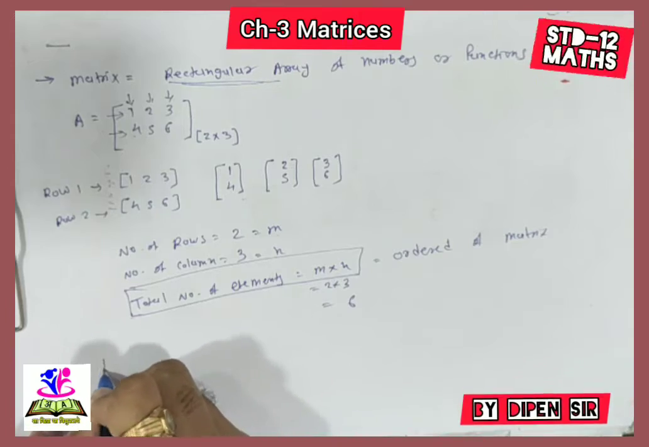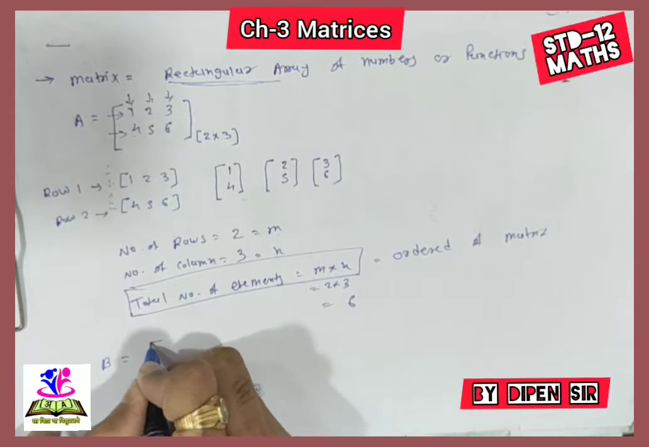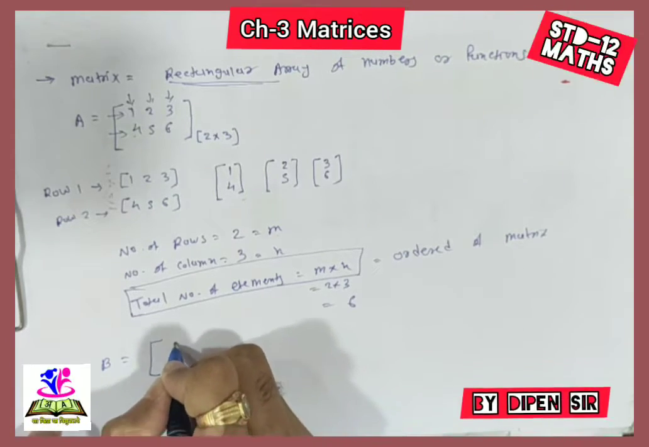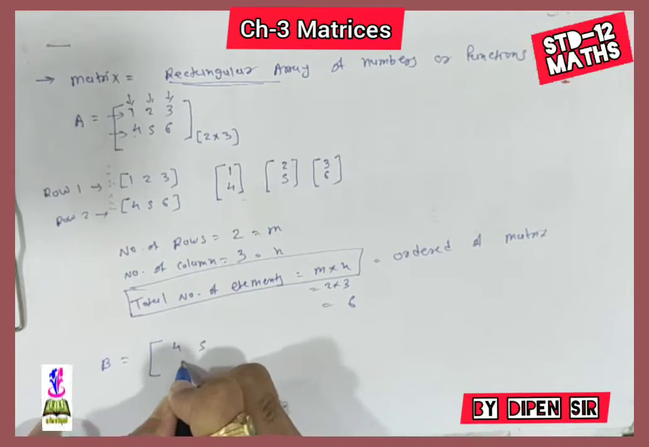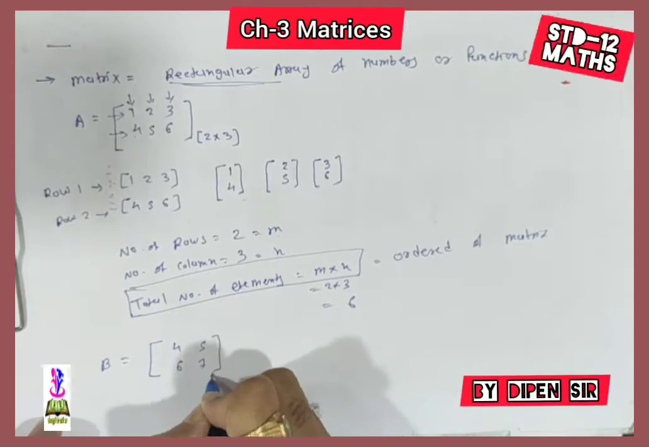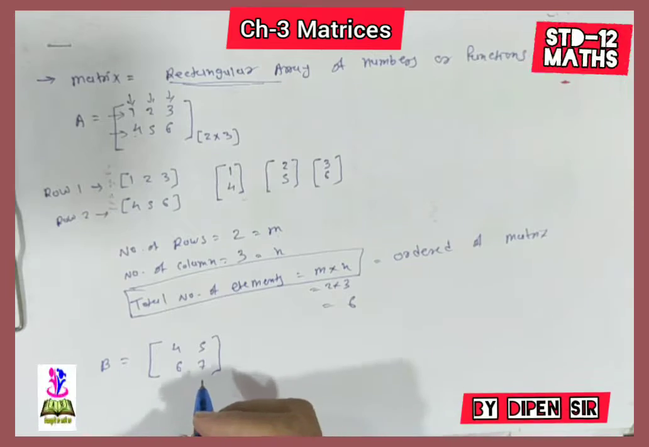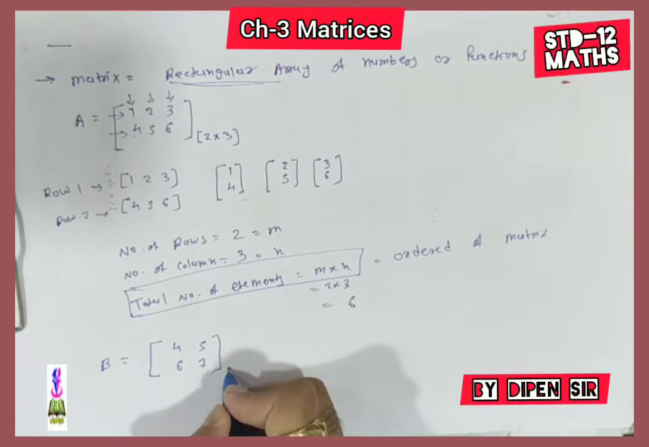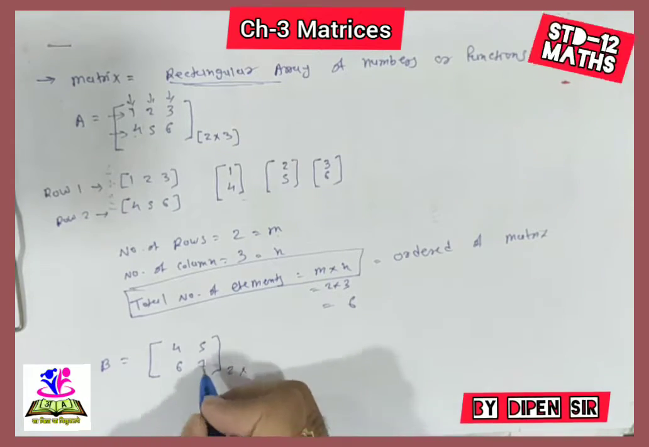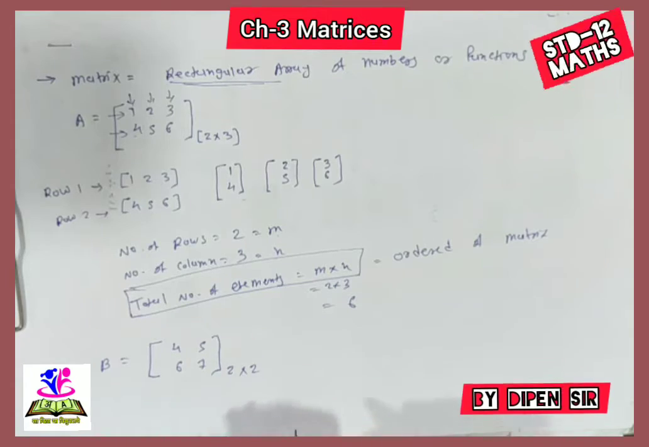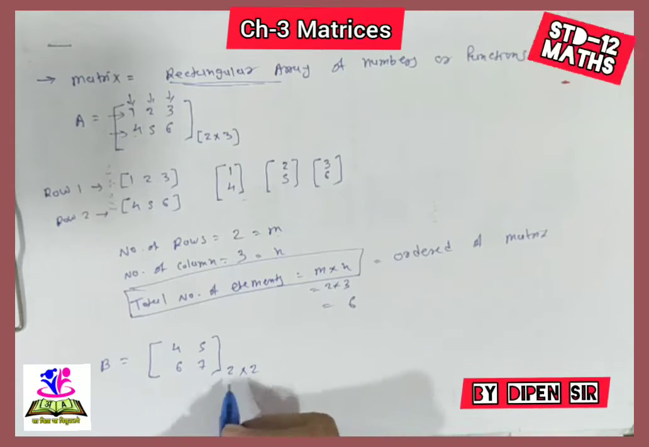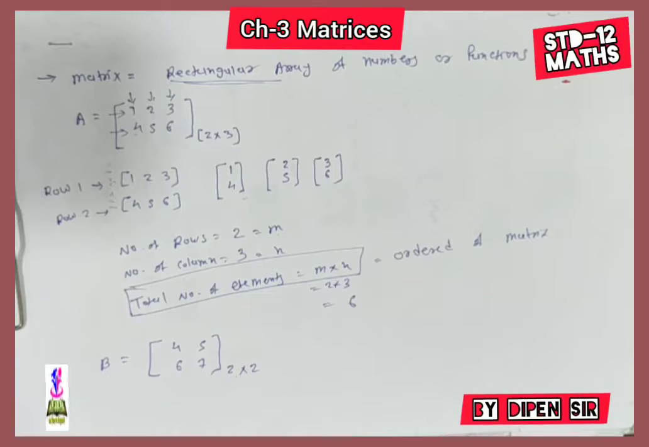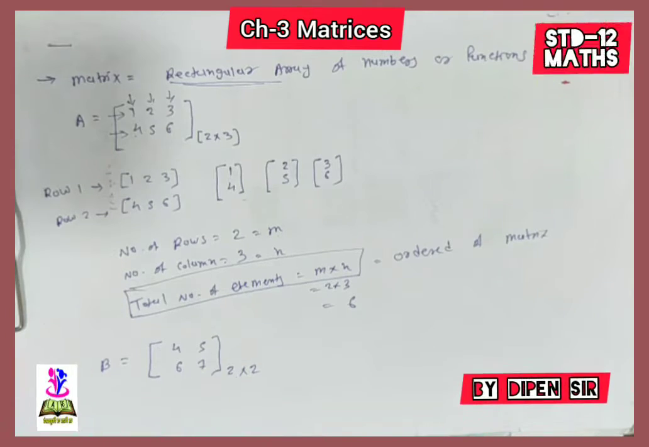For example, suppose matrix B having elements 4 5 6 7. So here order of matrix is, number of rows are 2, number of columns are 2. So total number of elements are 2 into 2, 4 elements are there. This is known as order of matrix.